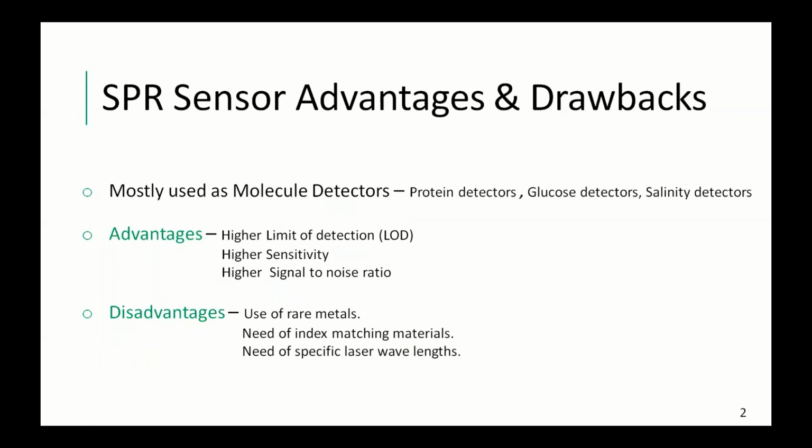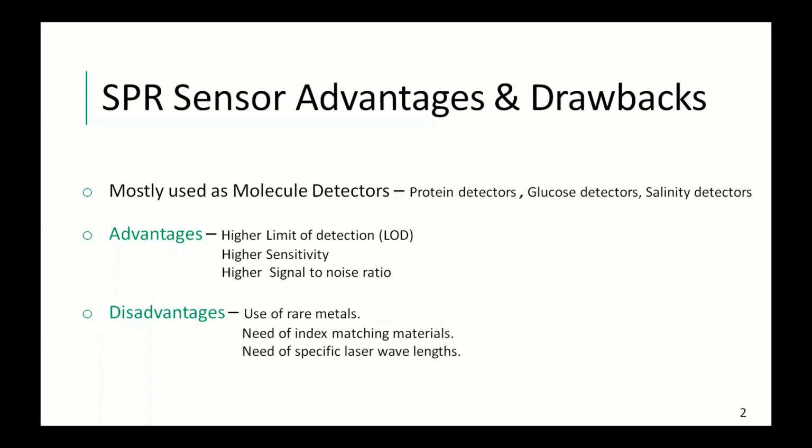SPR sensors are mostly used as molecular detectors, such as protein detectors, glucose detectors, and salinity detectors. The main reasons for the use of SPR sensors as molecular detectors are the high limit of detection, the high sensitivity, and higher signal-to-noise ratio values.